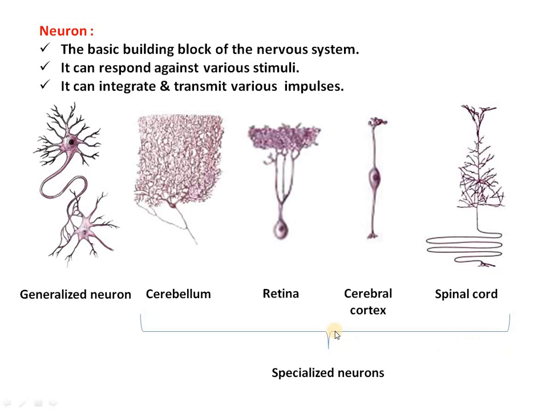So let us see what neurons are. They are the basic building blocks of the nervous system. They can respond to various stimuli. These stimuli are mainly of three types: they might be physical, chemical, or electrical. They can integrate with other neurons, and they can transmit various impulses from one part of the nervous system to the other parts. Here are the different types of neurons generally found within the nervous system. We will discuss it in later slides.